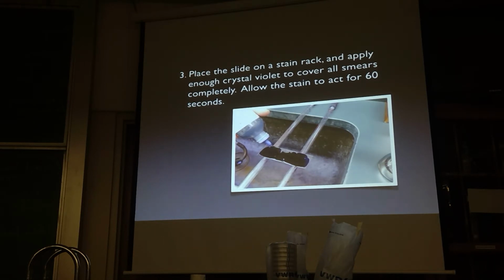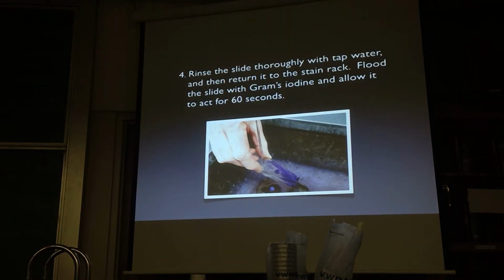Then you're going to rinse. Again, hold that slide down in the sink at an angle, rinse off the excess stain. The stain is stuck to the cells because crystal violet is a basic stain. It's going to bind to the negative surface of the cells. So we rinse it off.